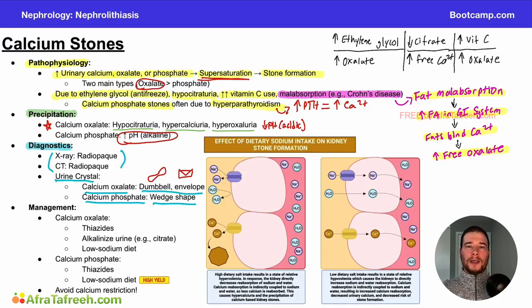But always, always, always keep in mind that a vignette is not just going to give you this limited amount of information, right? They're going to talk about the patient's history. They're going to talk about the patient's symptoms. We want to use all of these clues in addition to potentially their imaging findings or their urinalysis findings to ultimately answer the question being asked.